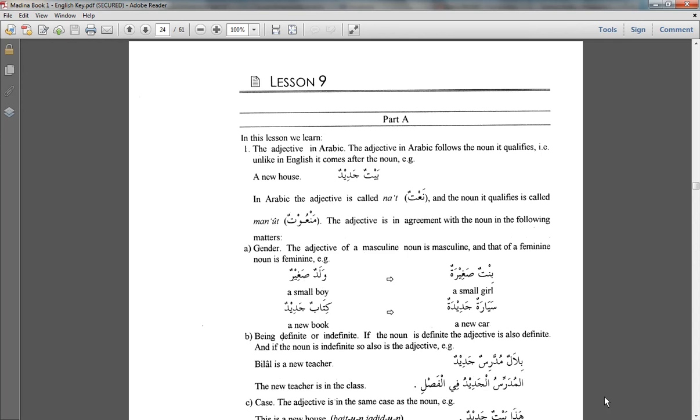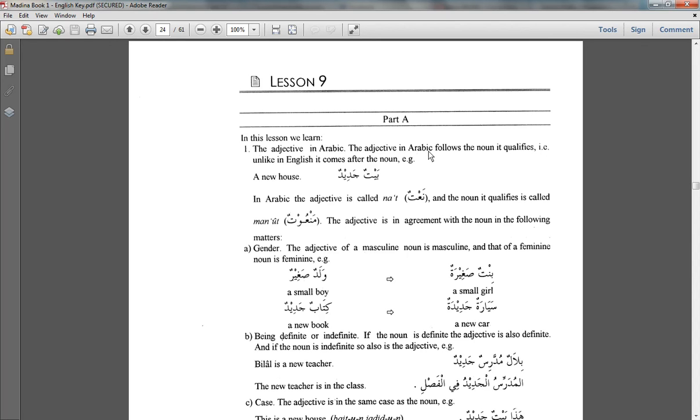Mawsuf, sifa. Mawsuf is the thing that is being described, and the adjective is called sifa, and also it's known as man'ut, the thing that is being described. The thing that you are describing it with, the quality, is known as na'at. Okay, so let's go through the lesson. In this lesson we learn the adjective in Arabic.